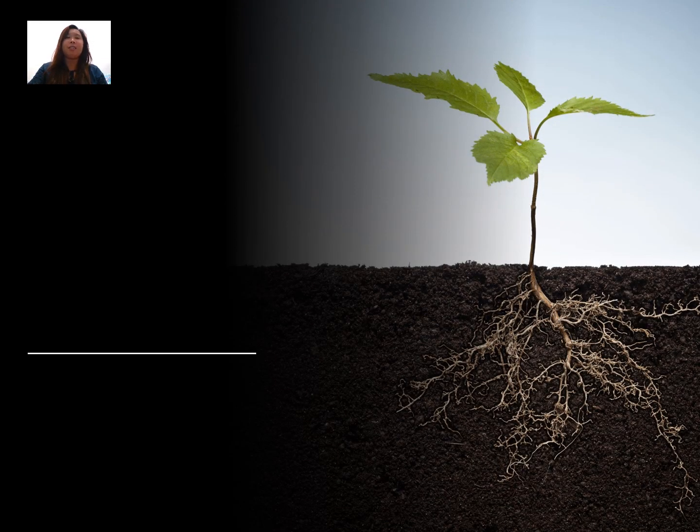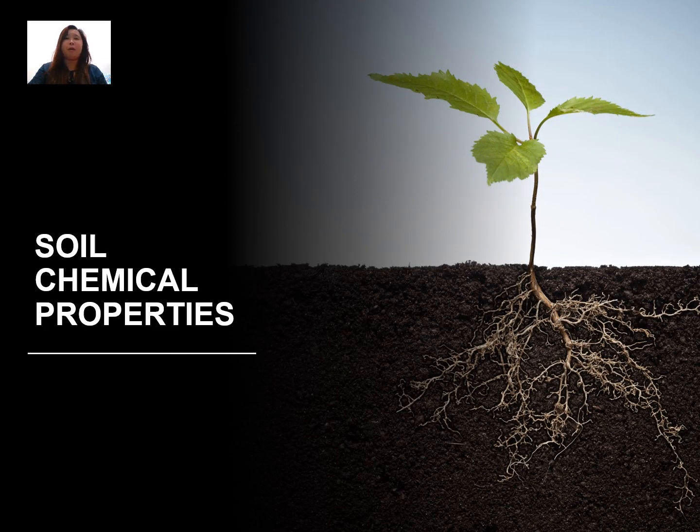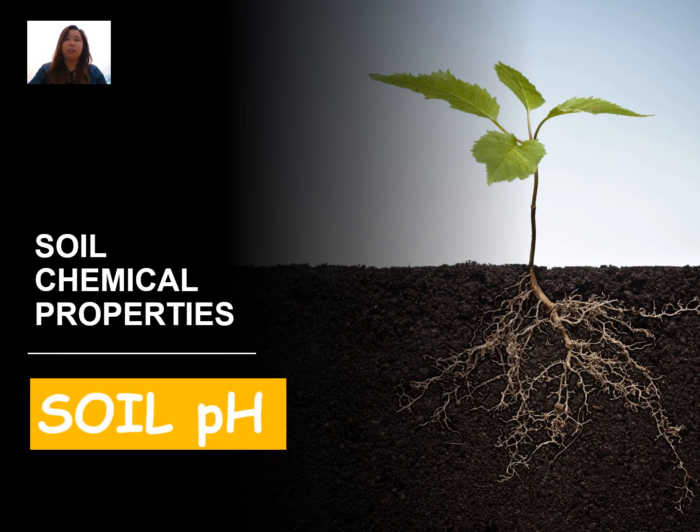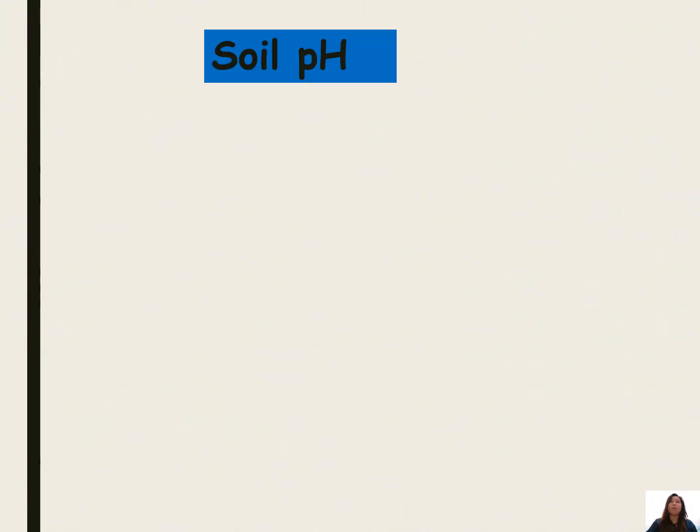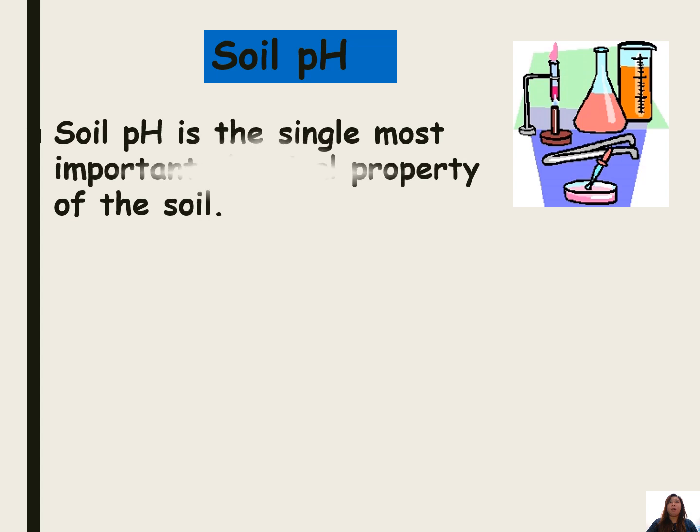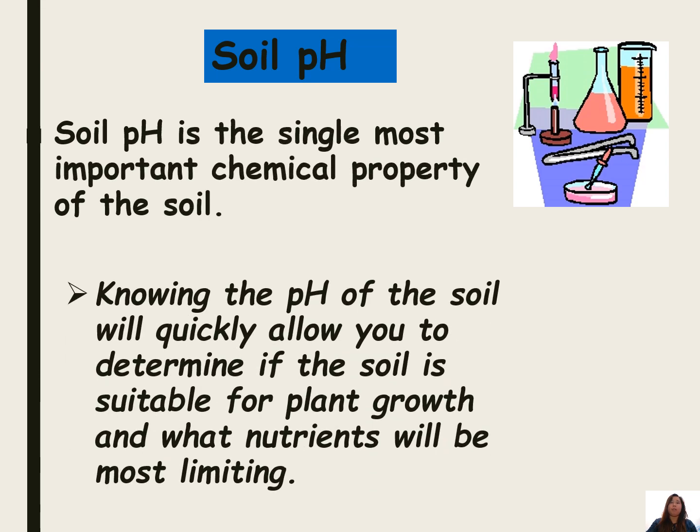Everyone, today we will discuss another soil chemical property, which is the soil pH. Soil pH is the single most important chemical property of the soil. Knowing the pH will quickly allow you to determine if the soil is suitable for plant growth and what nutrients will be the most limiting.